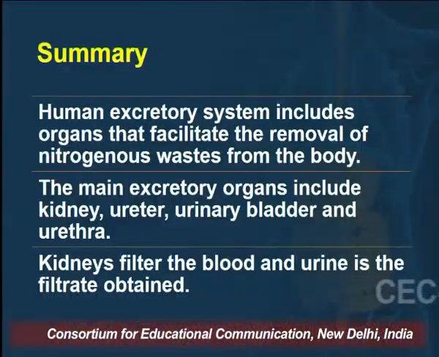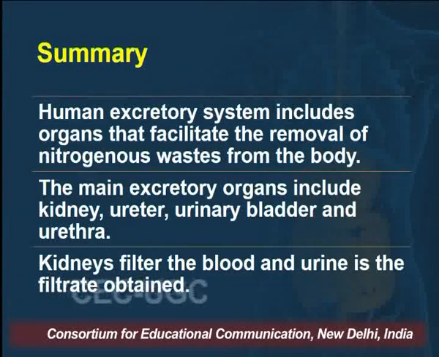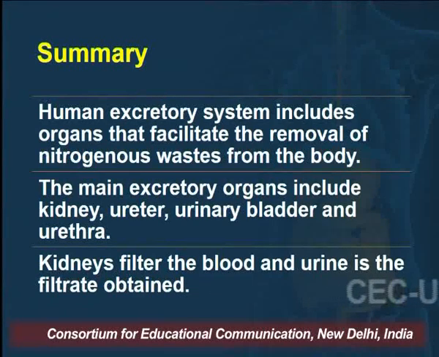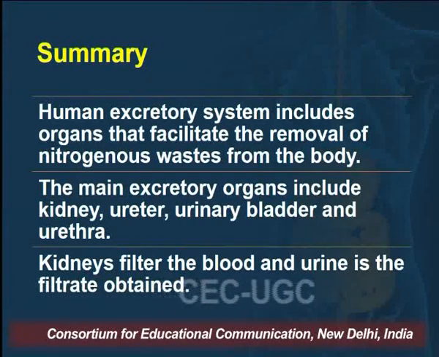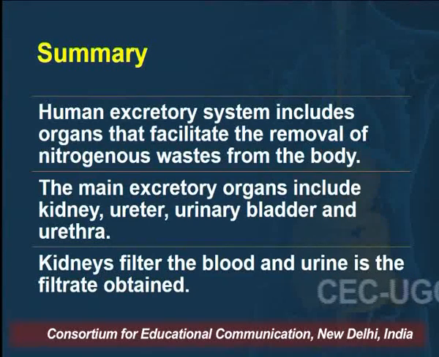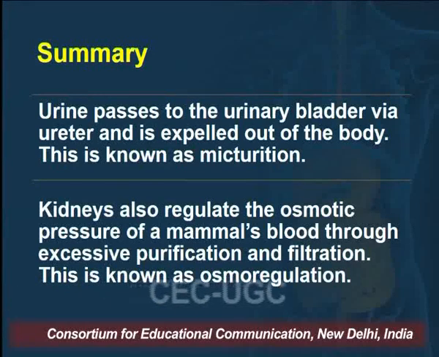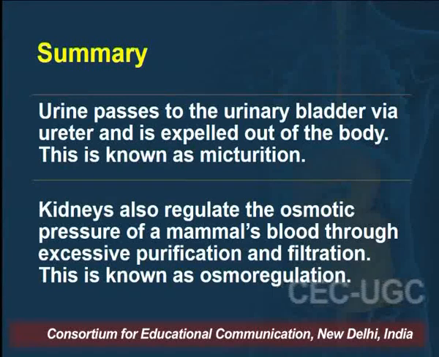Now we have come to the summary. The human excretory system includes organs that facilitate the removal of nitrogenous waste from the body. The main excretory organs include the kidney, ureter, urinary bladder and urethra. The kidney filters the blood and urine is the filtrate obtained. Urine passes to the urinary bladder via the ureter and is expelled out of the body. This is known as micturition.